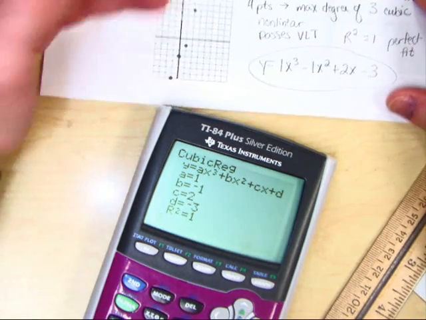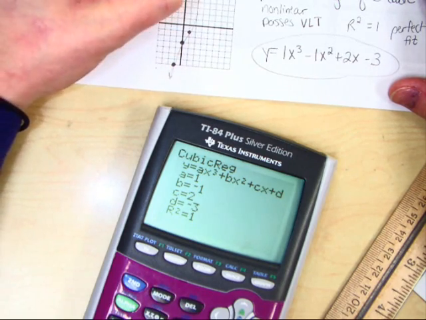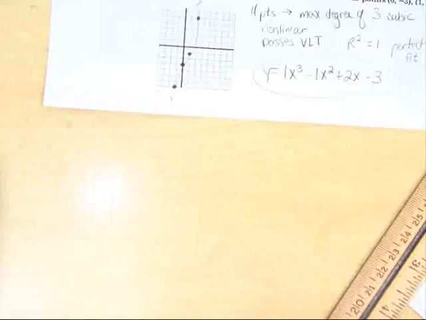It is a cubic, and if you notice, guys, look how well that lines up to what you should know is a cubic graph.